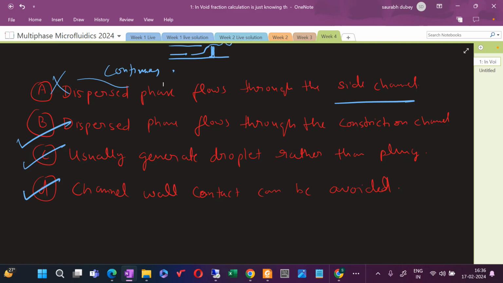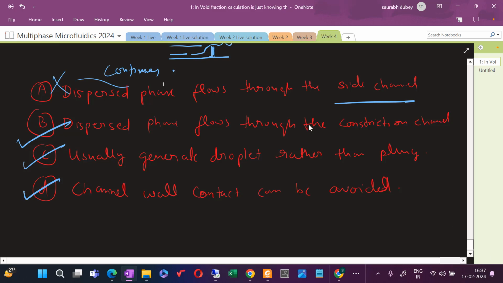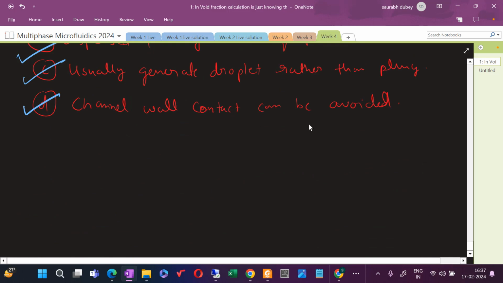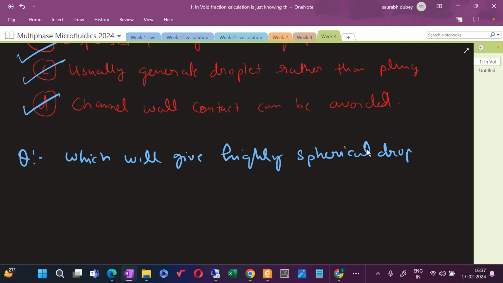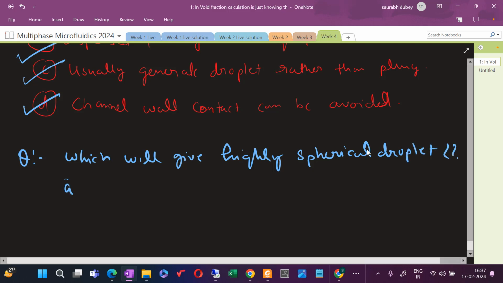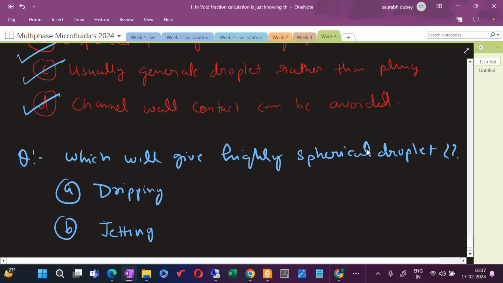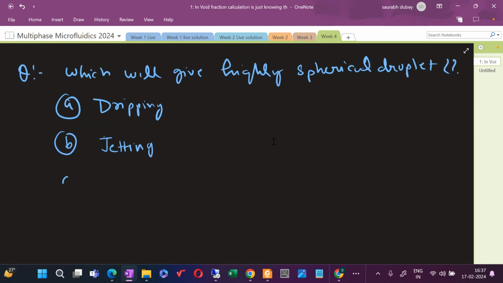Then regarding dripping and jetting design, which will give highly spherical droplet? Okay, so which will give highly spherical droplet. The options are dripping, jetting, dripping at high flow rate, jetting at low flow rate.